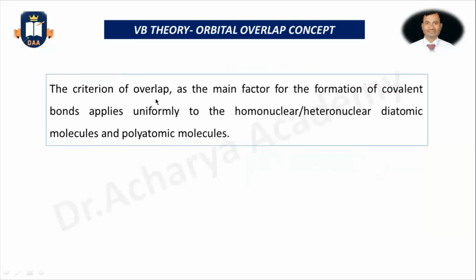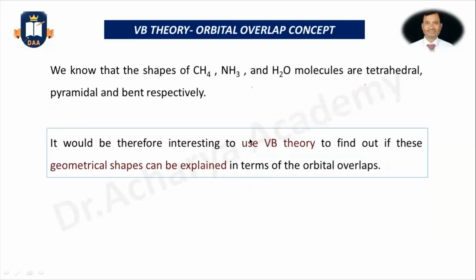The criteria of overlap as the main factor for the formation of covalent bonds applies uniformly to homonuclear and heteronuclear diatomic molecules and polyatomic molecules. We know from experiment that the methane molecule has a tetrahedral shape, the ammonia molecule is pyramidal in shape, and the H2O molecule is bent in shape. So it would be interesting to use the valence bond theory to find out if these geometrical shapes can be explained in terms of orbital overlaps. We'll see now.